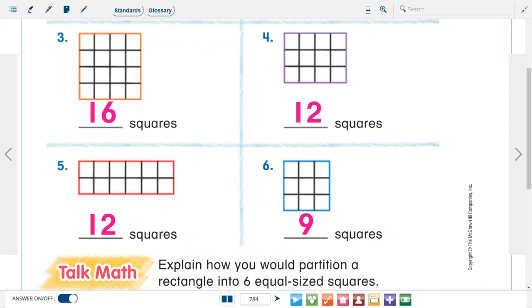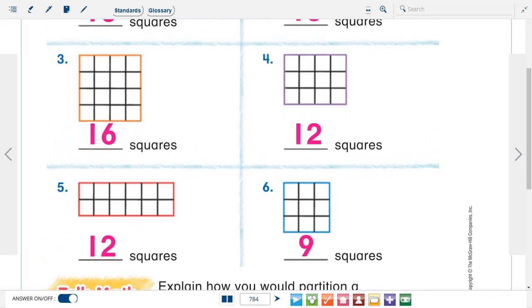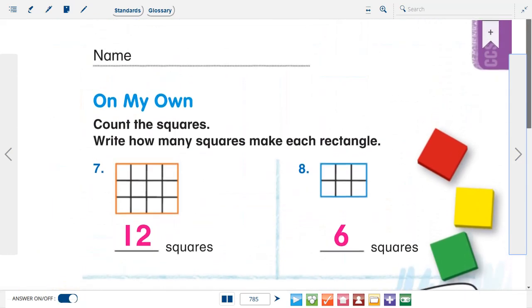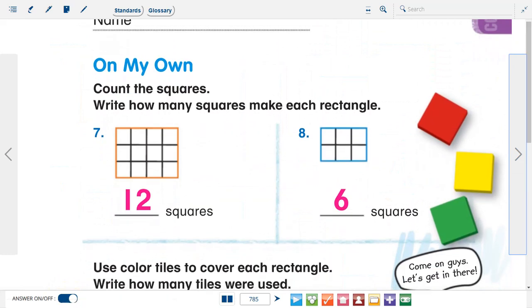Count them, okay? Number 5, let's count it together. 1, 2, 3, up to 12. So it is made of 12 squares. Number 6 is made of 9 squares. Okay? This is the only idea in this lesson, so I think it is an easy lesson. Now, also here we must count the squares. So 1 to 12, and 1 to 6.